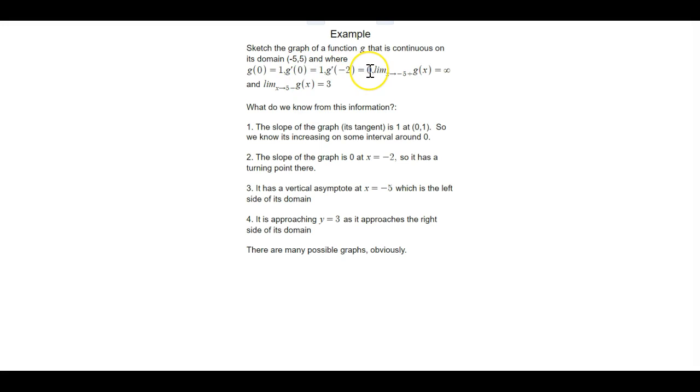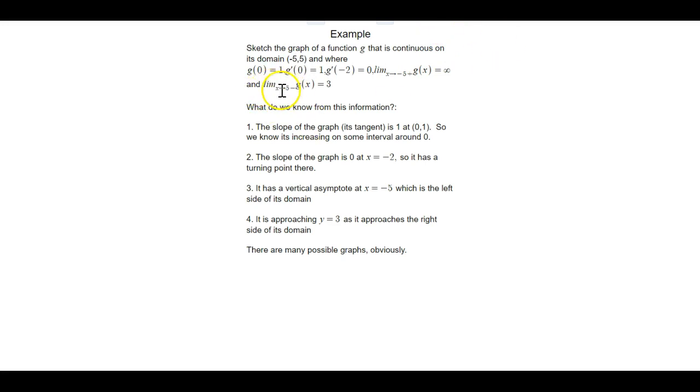g prime of -2 is 0. That is telling you the slope of the tangent line to the graph at x equals -2 is 0. So that's telling us that the tangent line's horizontal. So we have a local maximum or minimum or turning point at x equals -2. The limit as x approaches -5 from the right is infinity. That tells us that at the left end point of the domain, you have a vertical asymptote going up from the right side of the asymptote.